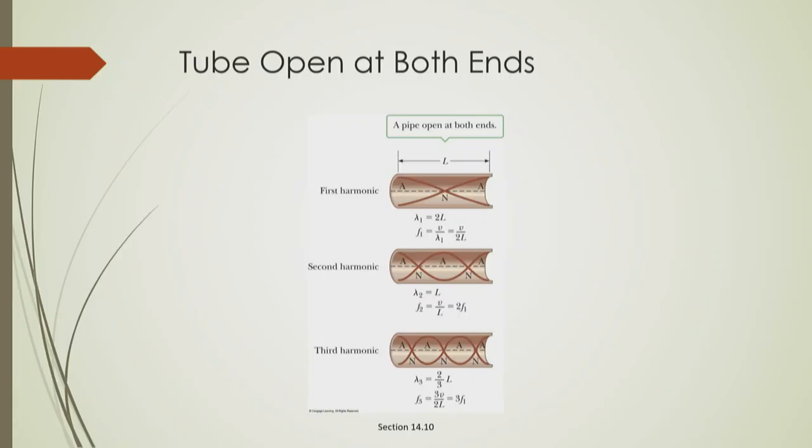If I have a tube open at both ends, I have to make sure there are antinodes at the ends of the tubes. I have to have antinodes at the ends of the tubes in order to get that resonant frequency. So it turns out, again, my first harmonic is half a wavelength, where I have an antinode at each end of the tube. And then I can increase my harmonics as I move up.